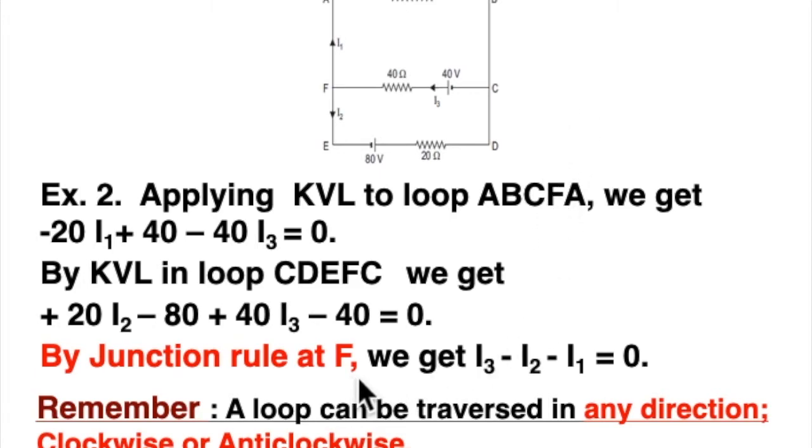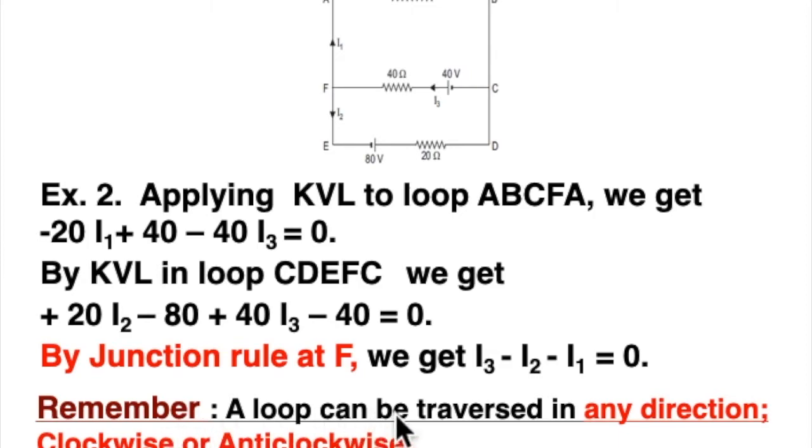Now, we also apply the junction law at F. At F, three currents are meeting, I1, I2, I3. I1 is outgoing, I2 is outgoing, and I3 is incoming: positive, negative, negative. I3 minus I2 minus I1 equal to 0.